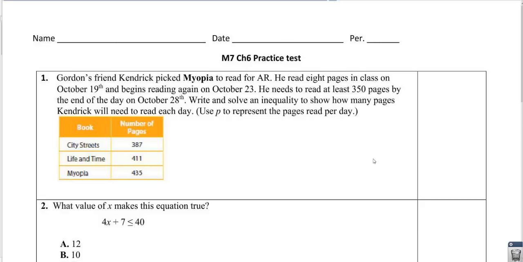All right, here we go. Problem number 1. Do you remember AR last year when you were in 6th grade? This is a problem built around that idea. So Gordon's friend Kendrick picked this book, Myopia, to read for AR.